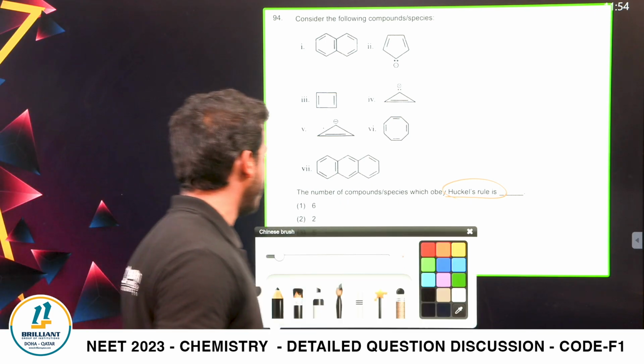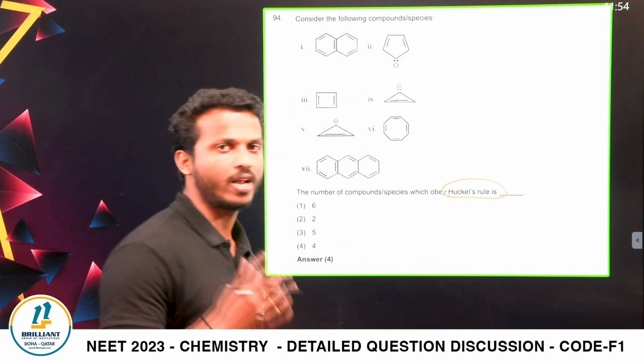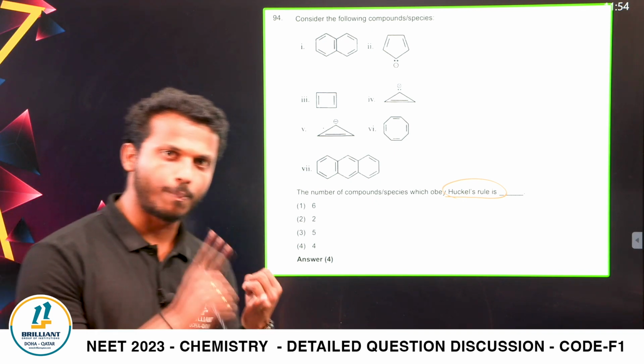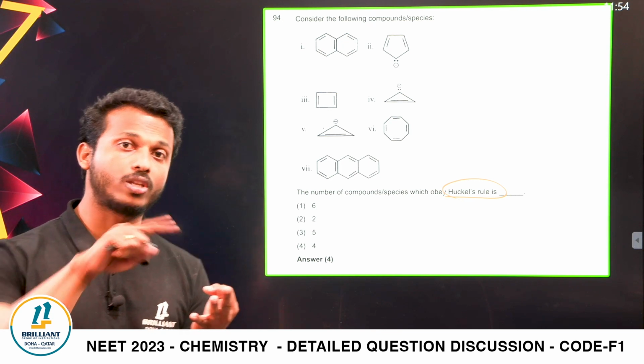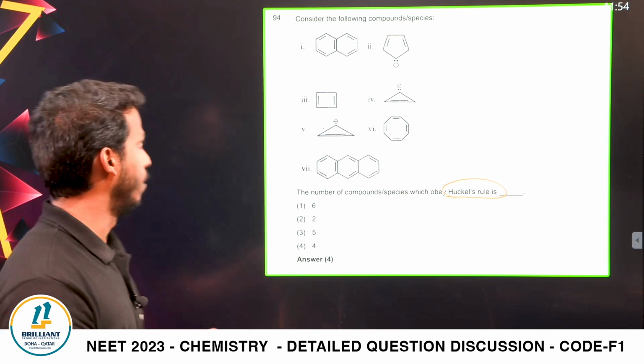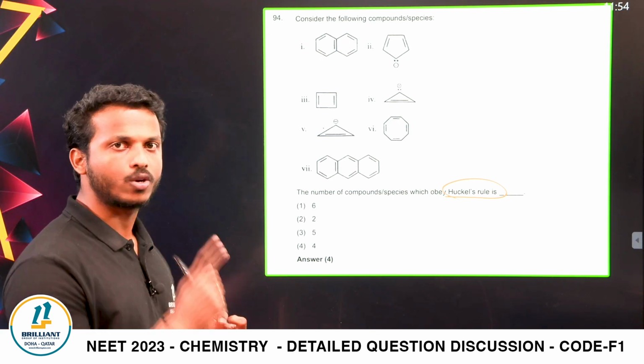We can say by the help of which rule? Huckel's rule. What is Huckel's rule? It says that the compound should be planar, there should be 4n plus 2 pi electrons, and resonance conjugation should be possible. Dear all, let me check the pi electrons first.